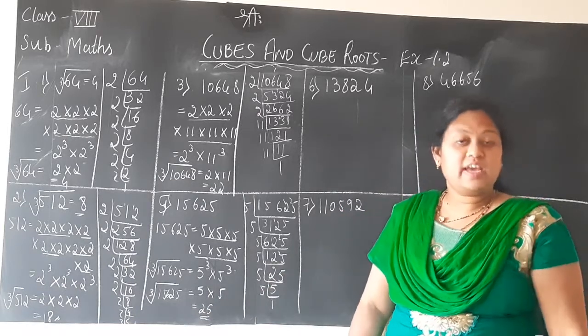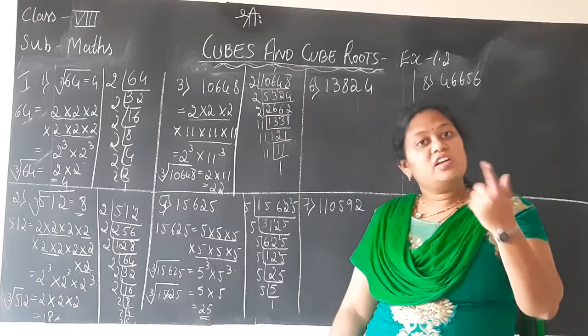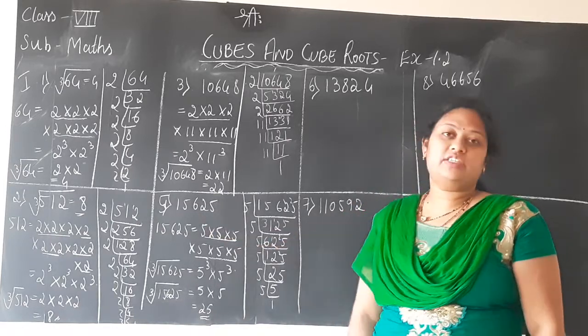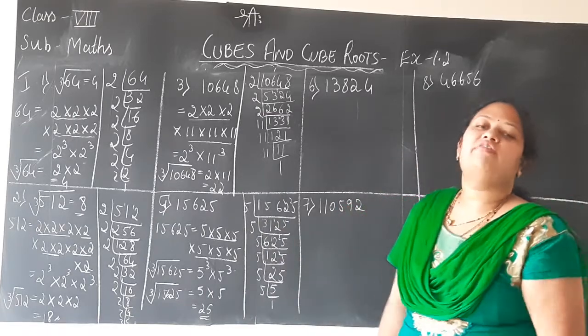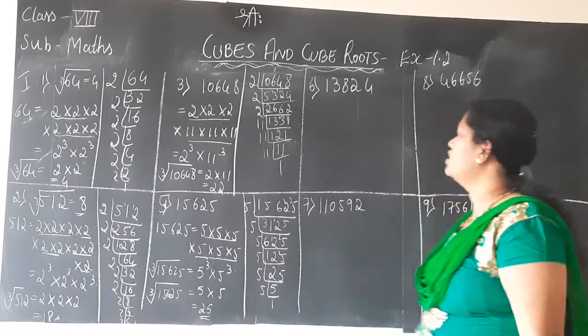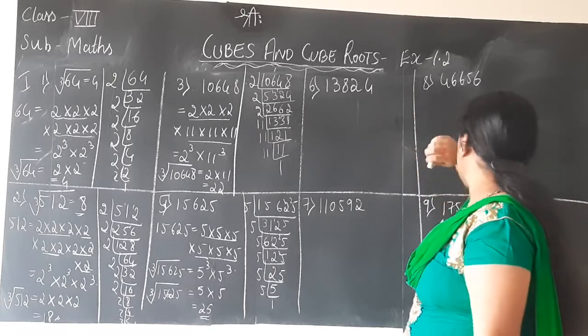Note the difference. Cube of 25 is 15625. Cube root of 15625 is 25. Note the difference. Okay. Next number 13824.